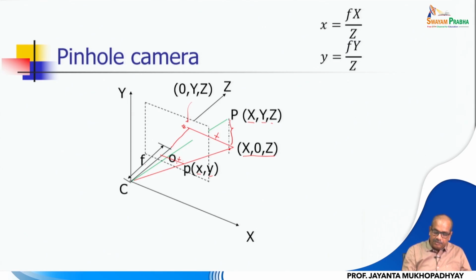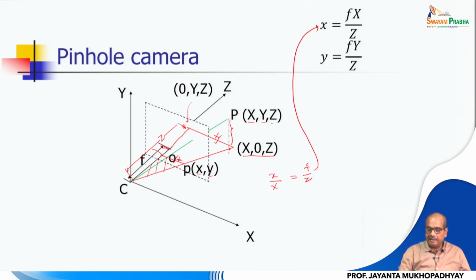So, if I use the law of similarity of triangles, the ratio of the lengths of these two sides should be equal to the ratio of the lengths of the other triangle, f by Z. So, this is one equation, and from there we can get the relation that x equals f into capital X by Z, where capital X and Z are world coordinates and x is the image coordinate.